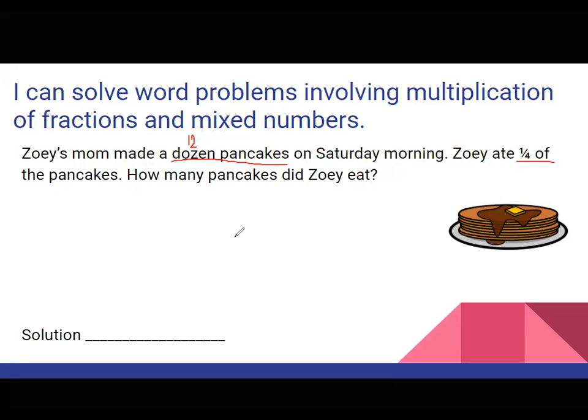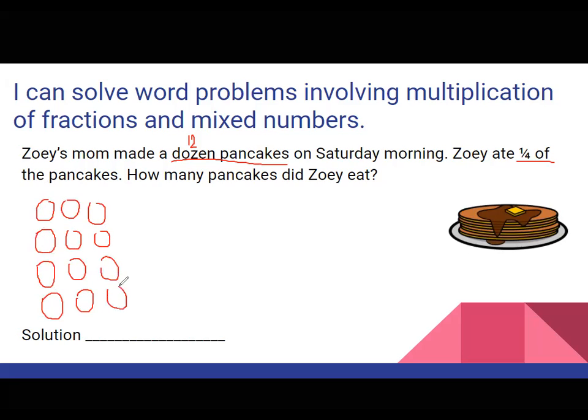So there's two ways that we can go about solving this. We could draw a picture, which starting off might be the best way to help us figure this out. And then that might help us see the equation that we could use to solve this problem also. So I'm going to draw 12 pancakes. 1, 2, 3, 4, 5, 6, 7, 8, 9, 10, 11, 12. So there's the 12 pancakes that mom made.